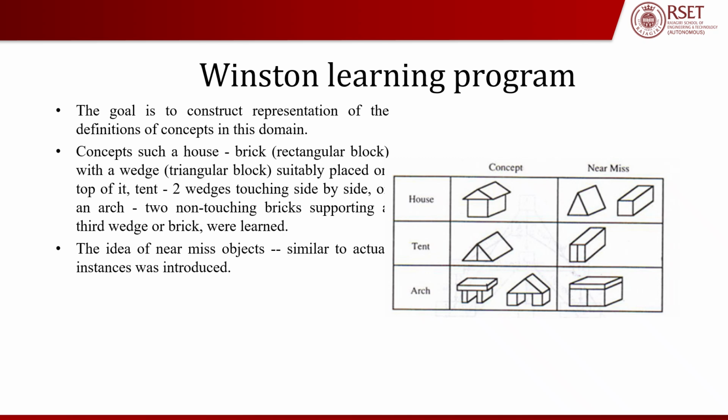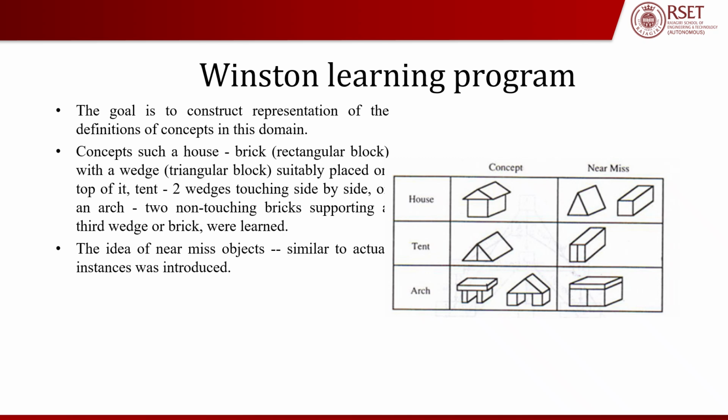Imagine teaching a child to recognize a house using toy building blocks. You know building blocks, right? A house may consist of a rectangular block representing the walls and a triangular block representing the roof placed on top. Similarly, the program learns concepts such as house, tent, and arc by analyzing the arrangements of blocks. The main idea introduced in this program is the concept of near-miss objects.